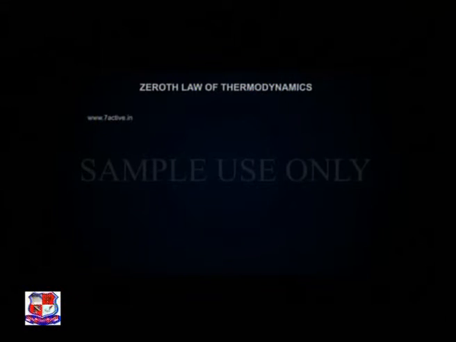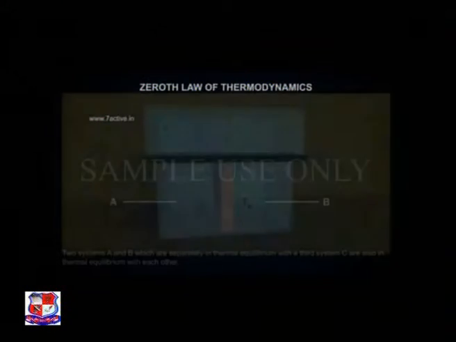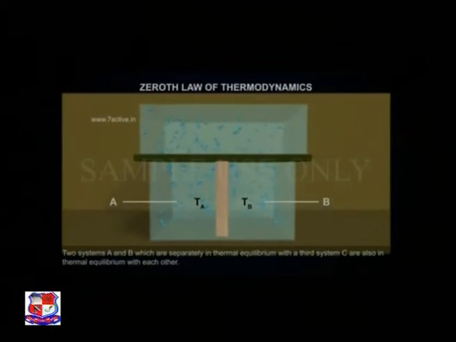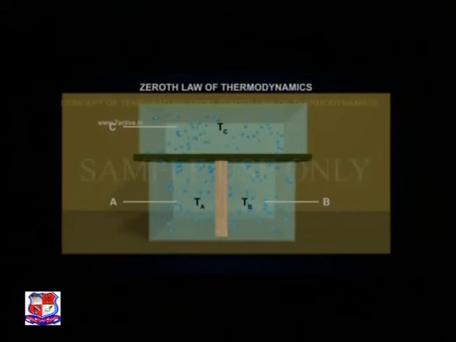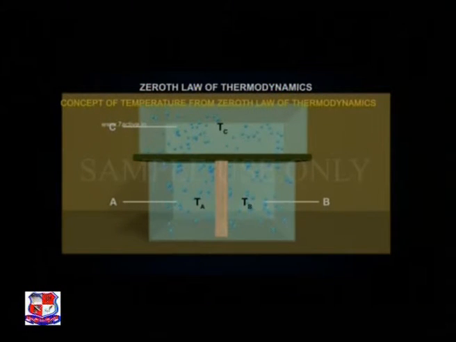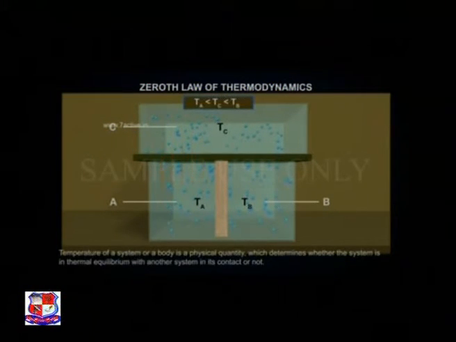Zeroth law of thermodynamics: two systems A and B, which are separately in thermal equilibrium with a third system C, are also in thermal equilibrium with each other. Concept of temperature from the zeroth law of thermodynamics: the temperature of a system or a body is a physical quantity which determines whether the system is in thermal equilibrium with another system in its contact or not.